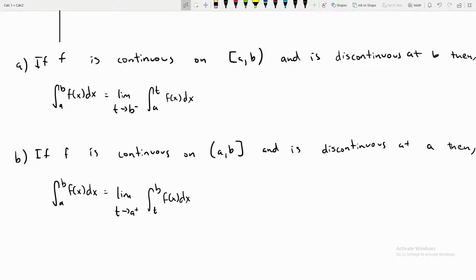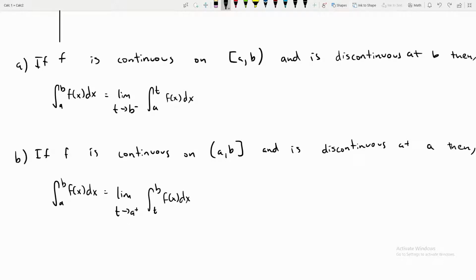And likewise, if we were to have the opposite where now a is discontinuous, then this integral basically starts from that discontinuous value onto b, where the function is continuous. Basically, we just evaluate the limit of the function, and then we plug the placeholder into that.